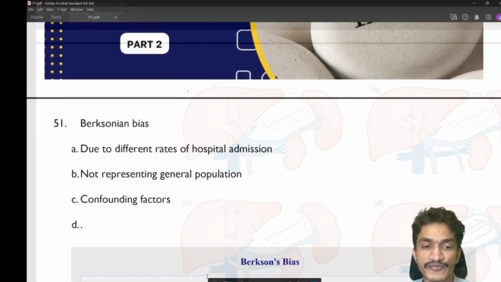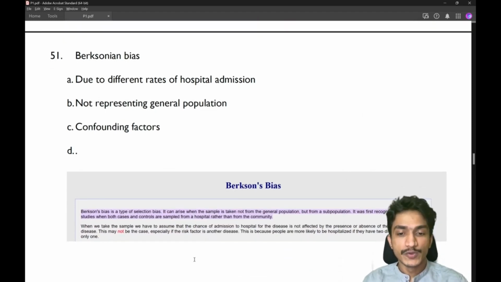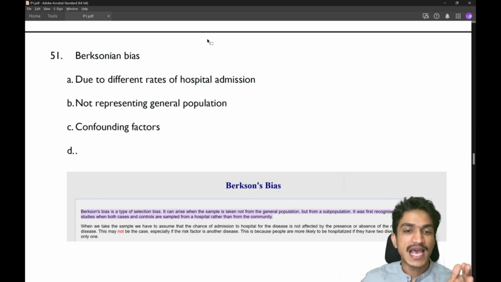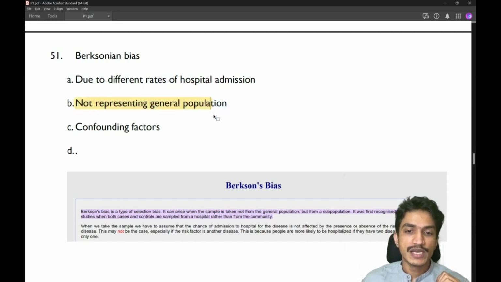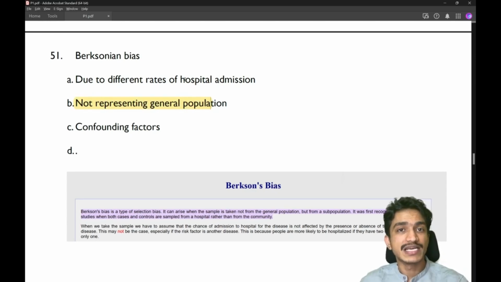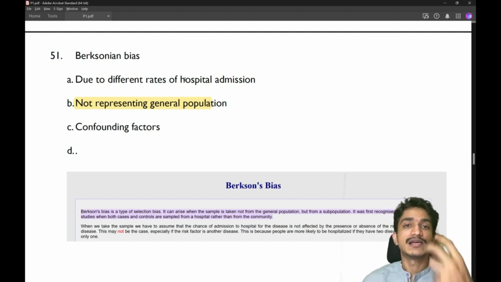Starting with today's session, first of all is the question on Berksonian bias. Basically, it is when you do a study but you do not take a sample from the population, you take it from a subpopulation, so it does not represent the general population. So the answer in this case, according to me, should be not representing the general population. For example, if you are doing a study and you only take the patients or people in your hospital and not from the community, that does not mean it will represent the whole community.